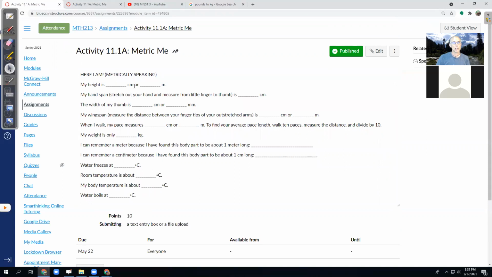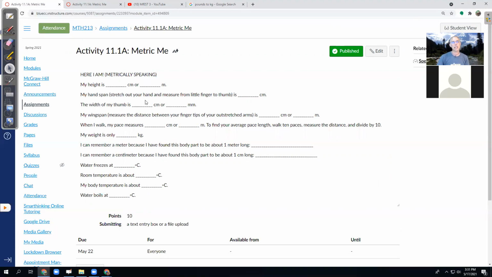How tall are you in centimeters or meters? What I'd like you to do is not measure in feet and inches and convert. I want you to find something that measures metric. Maybe you make a mark on the wall behind you and then use a ruler with centimeters to measure it. I want you to measure in centimeters. Forget about inches and feet. Throw those away. We're not going to play with those anymore.